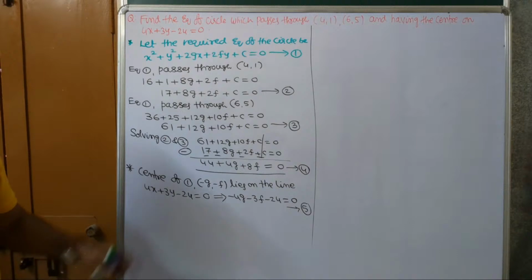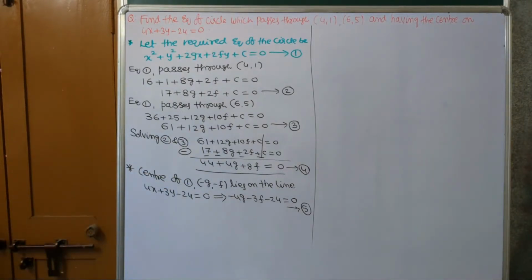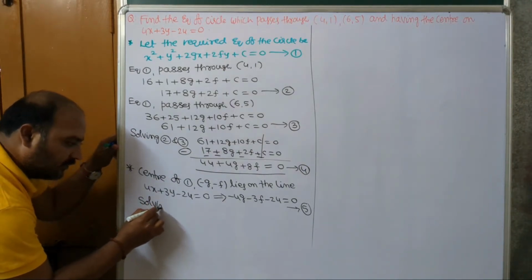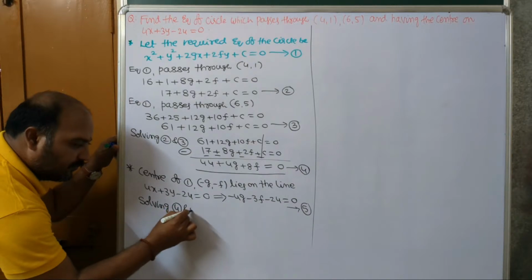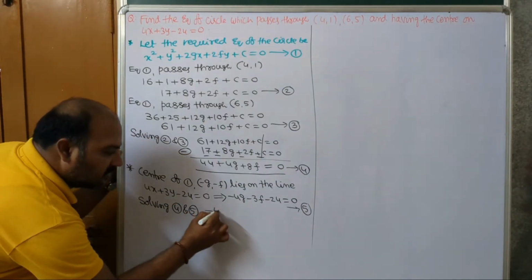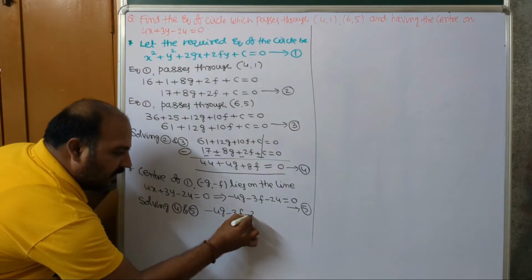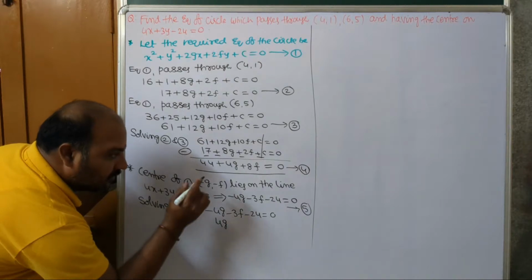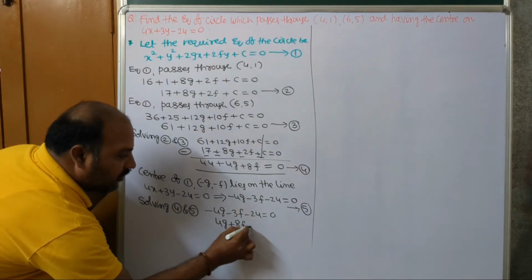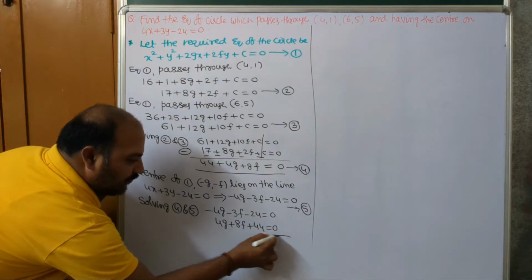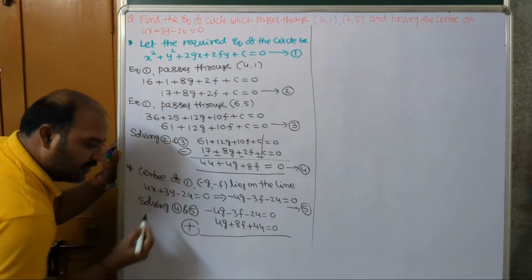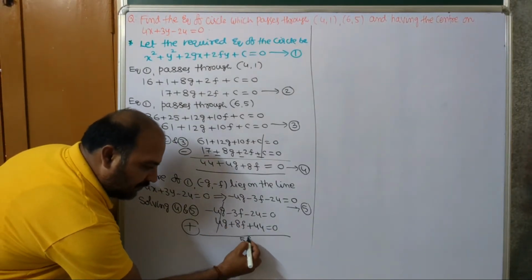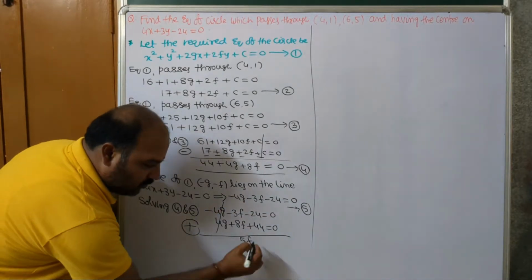Now solving 4 and 5. So minus 4g minus 3f minus 24 equal to 0, plus 4g plus 8f plus 44 equal to 0. Just we are adding both the equations. These two will be cancelled. 8f minus 3f is 5f, 44 minus 24 is 20.